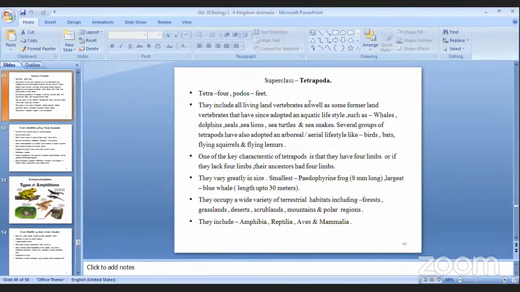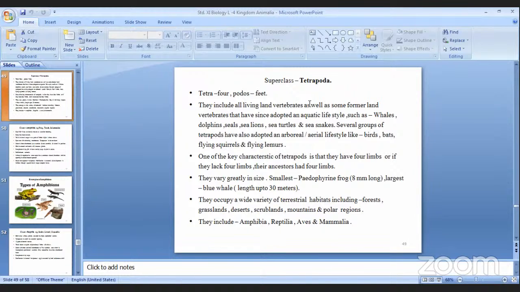Next, now let's come to tetrapoda. We studied Pisces, chondrichthyes and osteichthyes. Now we will study the tetrapoda, which includes 4 different classes: class Amphibia, class Reptilia, class Aves, and class Mammalia. Here tetra means 4 and poda means feet. So 4 feet. In this, those organisms are included which have 4 limbs. And in case they don't have 4 limbs, then they have ancestors which had 4 limbs. Either they have or their ancestors had. Such organisms are included in the tetrapoda.